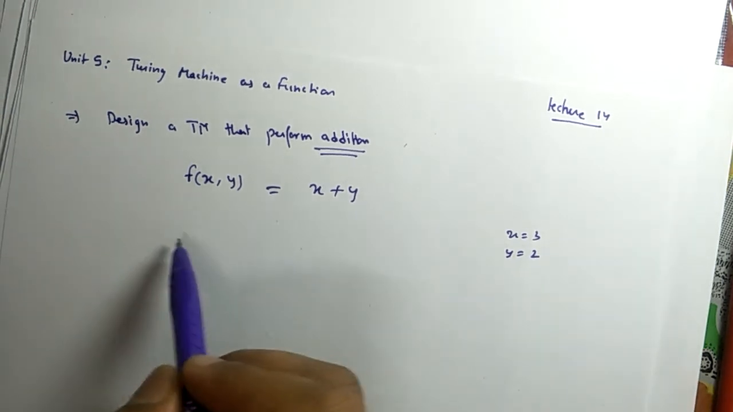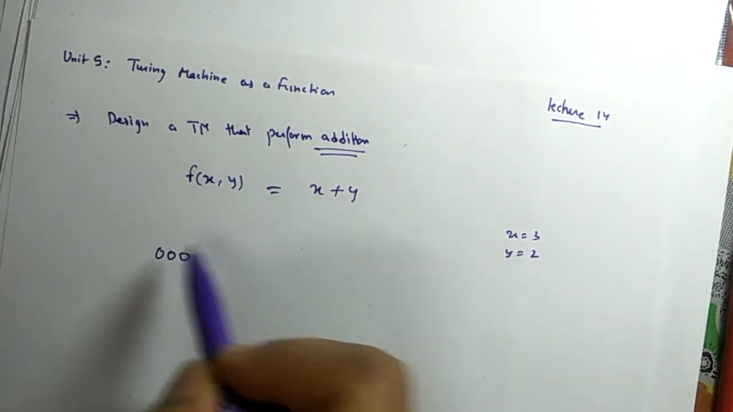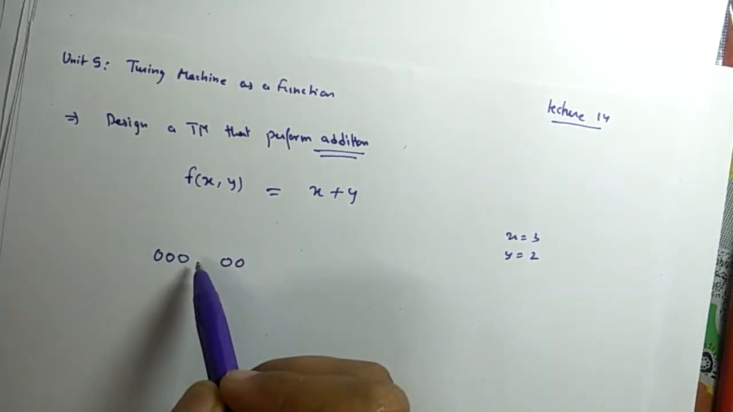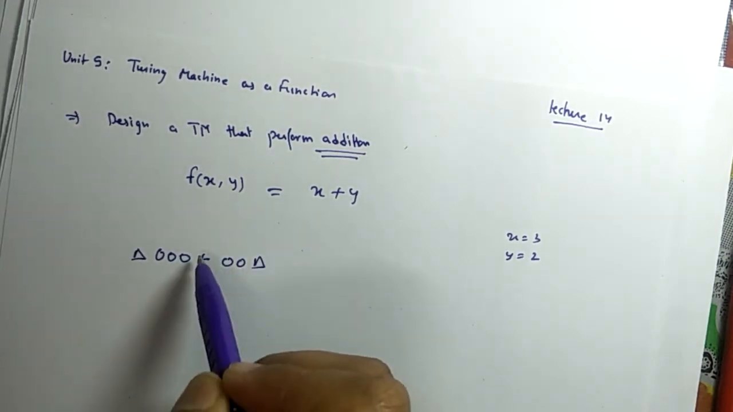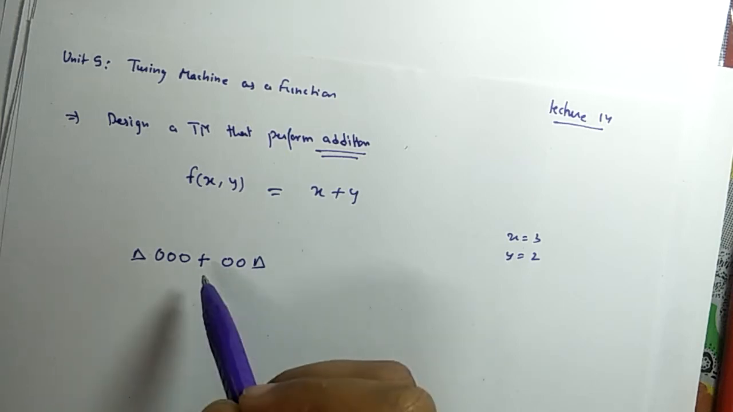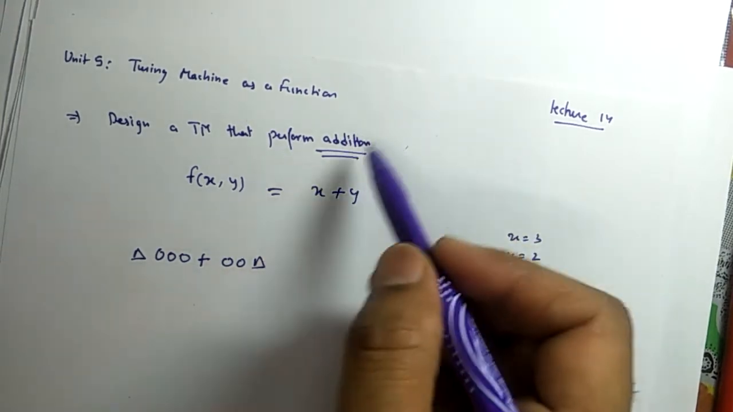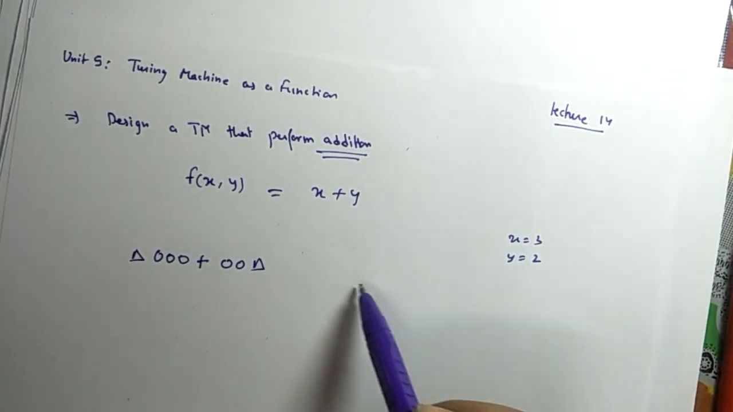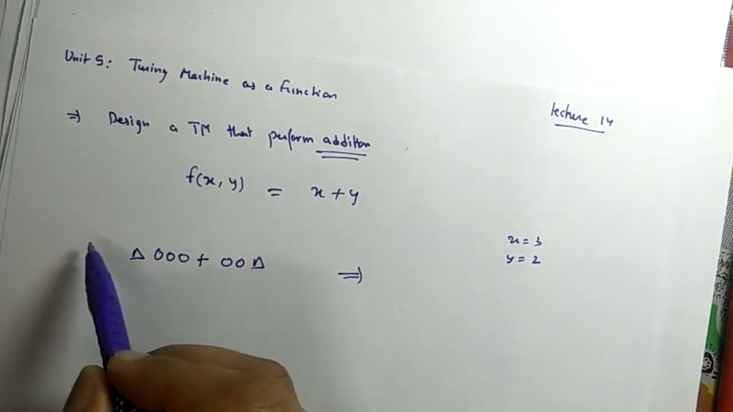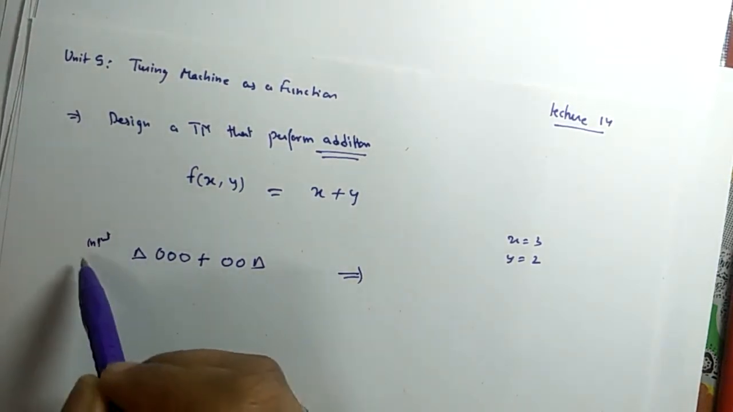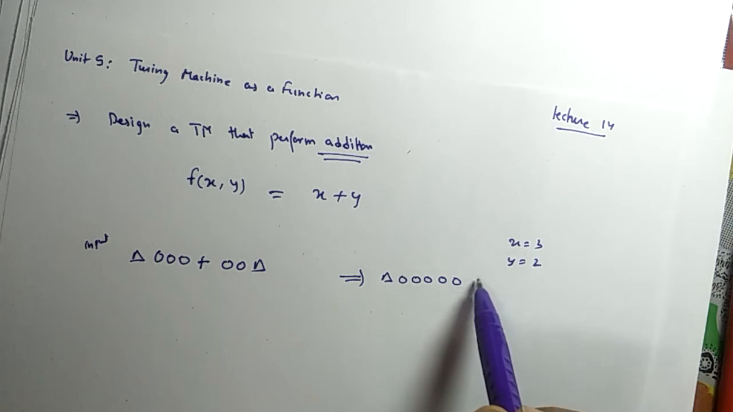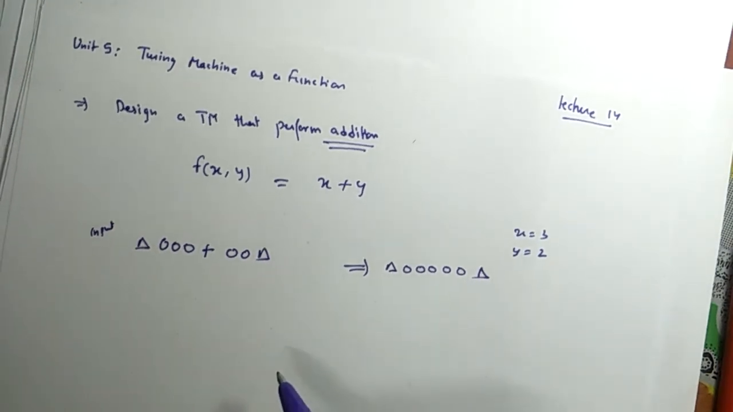written 2 times. Suppose we have 3 as x and 2 as y, and x and y are separated by some symbol, say plus. We can use 1 in place of plus also to separate the two numbers, but here we are using plus to represent addition. So we have something like this over the tape, and this is the input we took as an example. What we need as output is 5 zeros. 3 plus 2 is equal to 5.